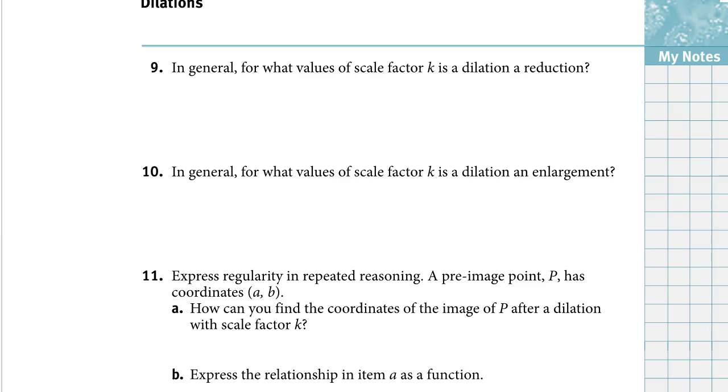So speaking in general, for what kind of numbers for K do you think we have reductions? Dilations are reductions when the value of K is a fraction. So when K is between 0 and 1, a figure will reduce in size. This can be rewritten with algebra symbols as 0 is less than K is less than 1. This is saying the same thing as this phrase that I wrote on the screen.